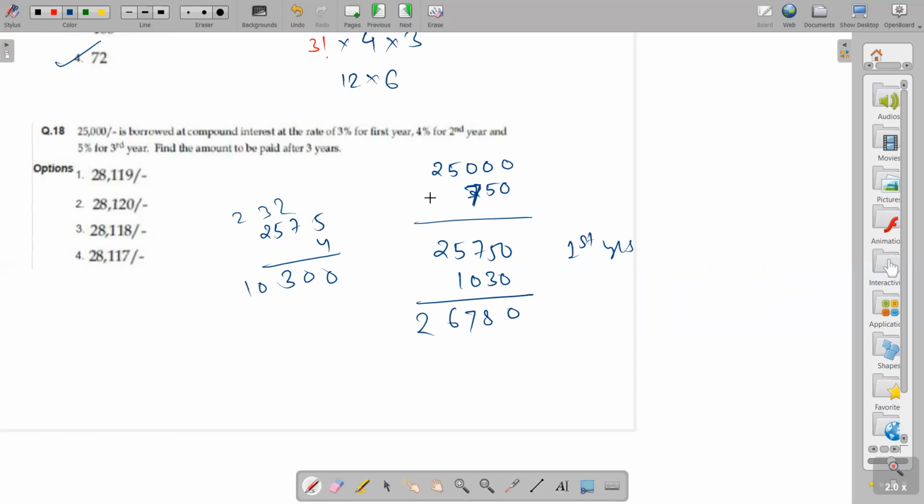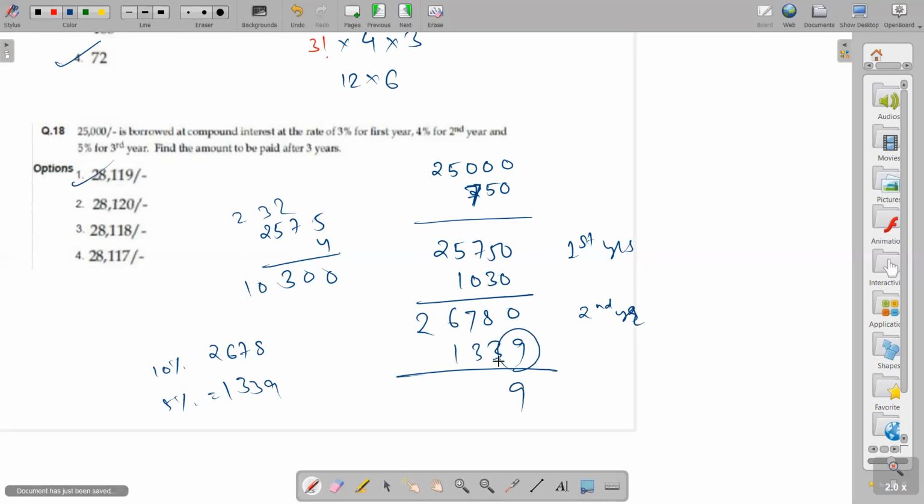So it becomes 26780, this is second year, and third year will be 5%. 10% is 2678. This is 10%. So 5% will be half, 1339. As we can see, the unit digit will be 9. Option A is the answer. Anyway, let's calculate. 1731, 828119. So this could have saved a couple of seconds. Anyway, let's move on.